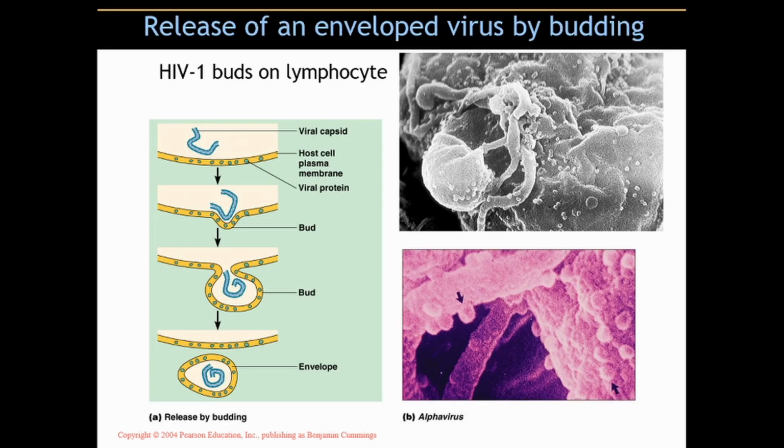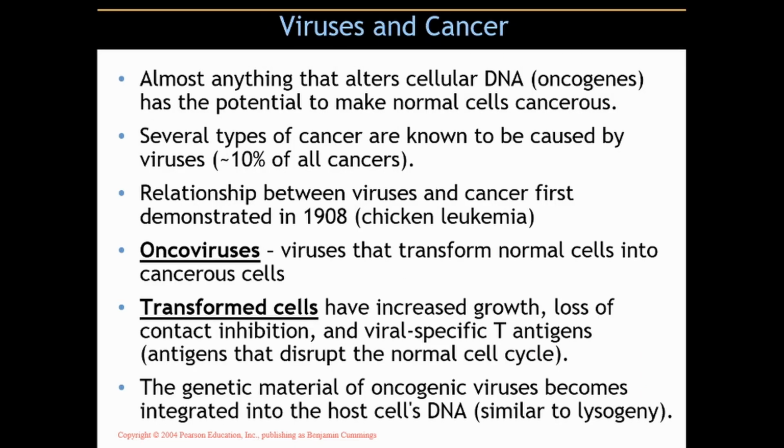You can see how there's a picture of budding on the left, and then you can see the buds are all those little bumps that are on a lymphocyte, HIV-1 buds on a lymphocyte, and then the bottom picture you can see they have arrows. In case you missed those little bumps there they are. So they are budding out through the cell membrane, not necessarily killing the cell, usually not killing the cell. The cell remains intact.